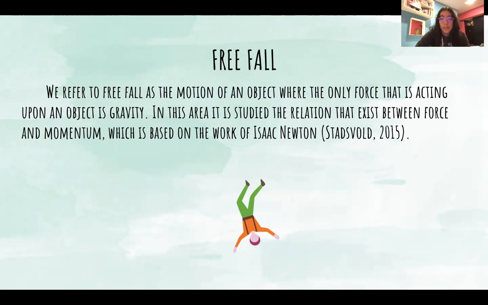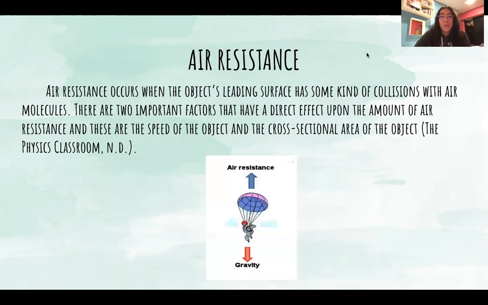When it comes to the study of free fall, we will use a system of reference where the origin coordinates belong to the bottom of the y-axis and the upward direction will be positive. Let's pass to air resistance. Air resistance occurs when the object's leading surface has some kind of collisions with air molecules.